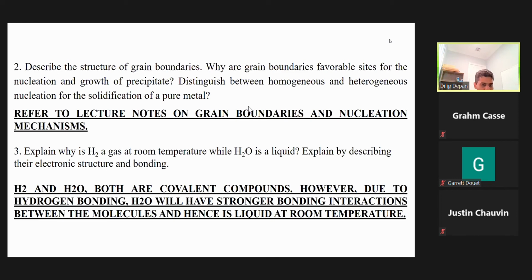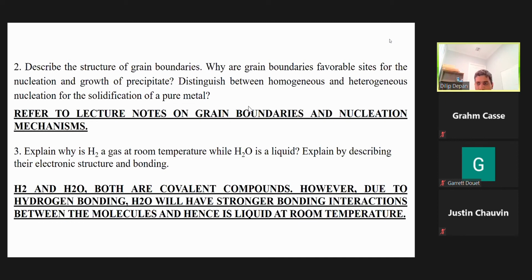Next question, explain why hydrogen is a gas at room temperature while water is a liquid. Explain by describing their electronic structure and bonding. Once again, I know that some of the students drew the structure, just the schematic, and wrote the electronic configuration. Those things will definitely make a difference in improving your grades, if you want to improve them.